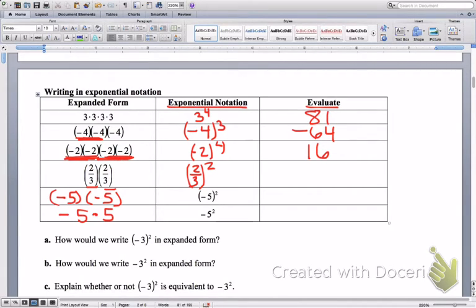Next one, when we multiply fractions, we multiply the numerators and the denominators. So 2 times 2 is 4. 3 times 3 is 9. I cannot reduce this fraction, so it stays as 4/9.